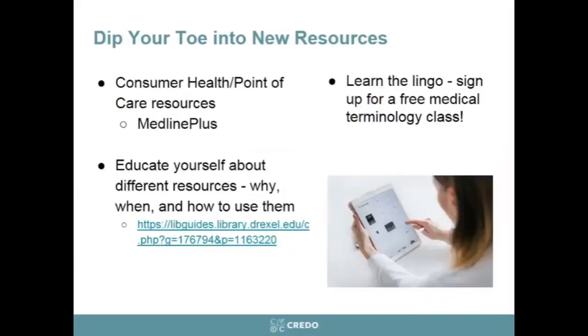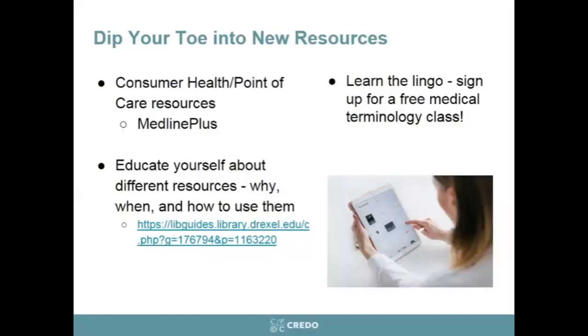Yeah. So in terms of new resources, if you're thinking about starting to work with health sciences material, if you've not worked with it in the past, the consumer health or consumer point of care resources are a really great place to start. For those that have never looked at it, medlineplus.gov is the consumer health version of Medline that's out there. Take a look at that. That's a really good thing to take a look at for yourself, but also to point patrons to if they need something that's going to help explain different medical conditions.